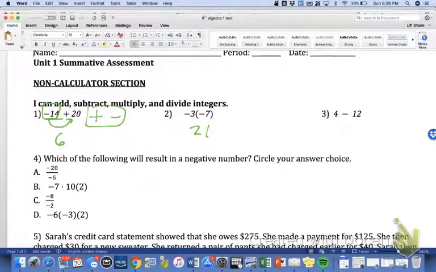Number 3, if you've got 4 minus 12, think about it. So you've got $4, but you actually go down 12. So that is obviously going to take you into the negatives because you don't have enough to go down 12. So that will be a negative 8.